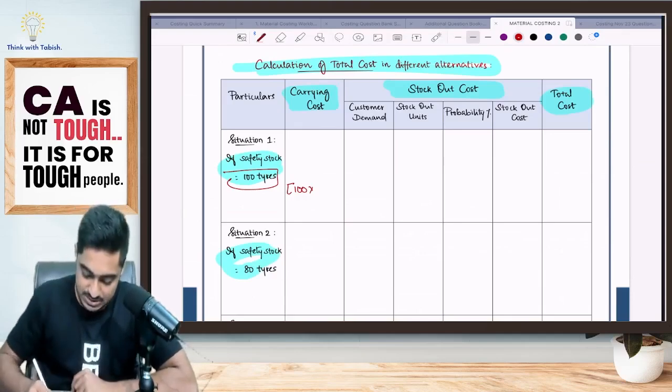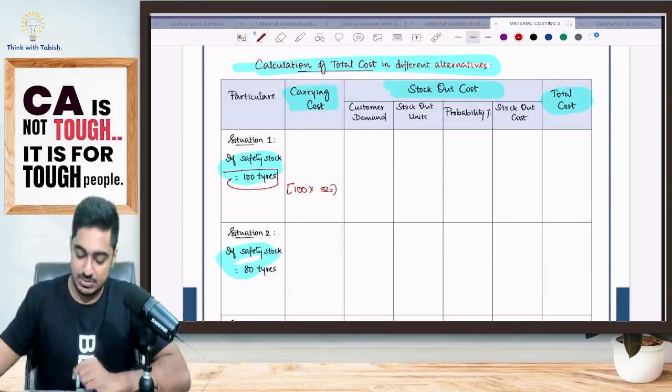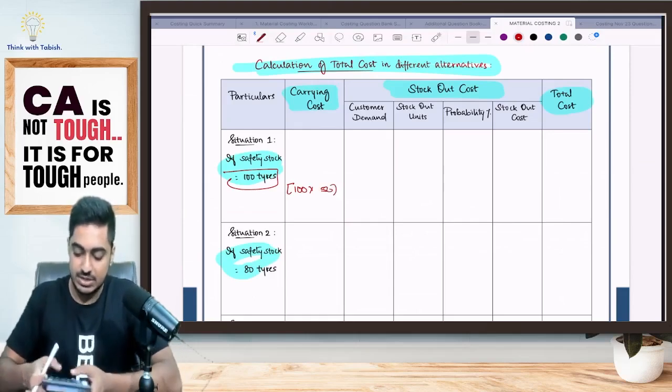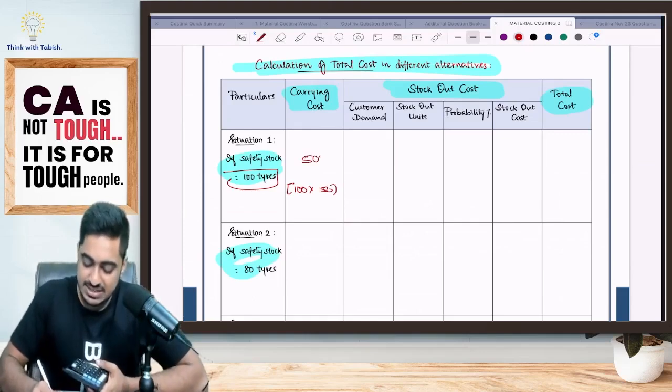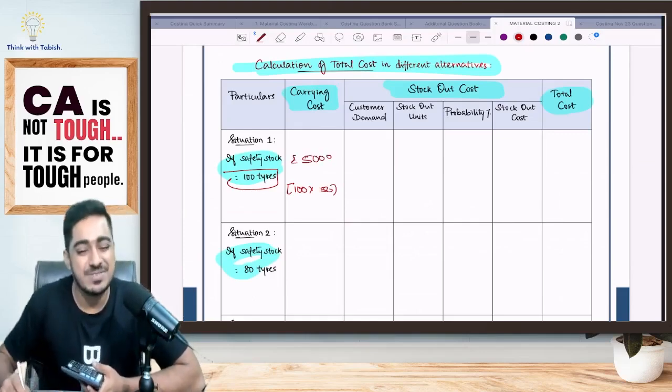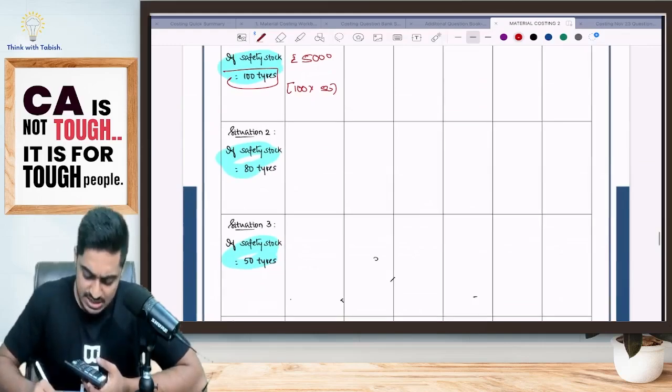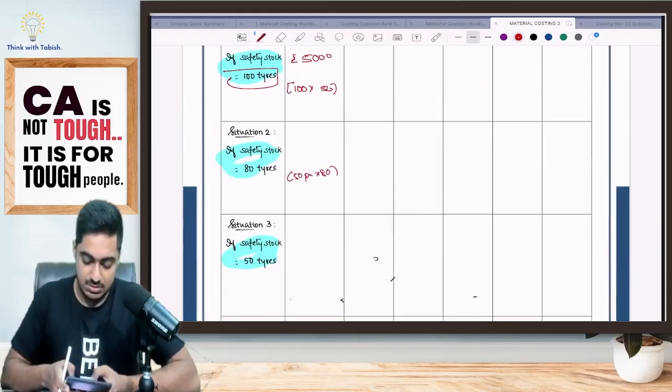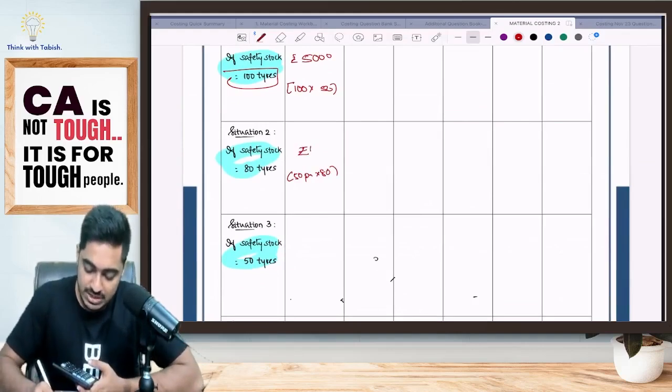Carrying cost is 50 rupees. Yes or no, everyone? That means it will be 50 into 100, which will be 5,000 rupees. If I decide, no, boss, 100 safety stock is not required, 80 is sufficient, that means it will be 50 per unit into 80 tires, which is 4,000 rupees as the carrying cost.